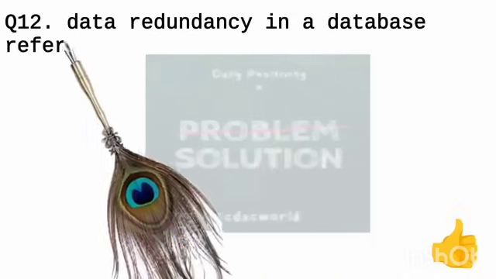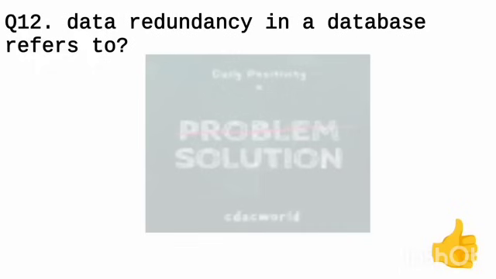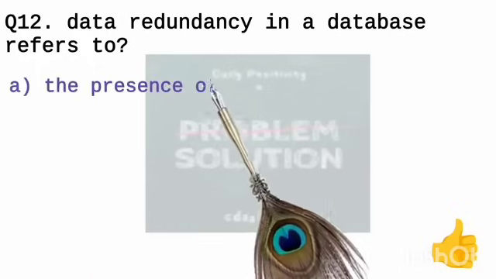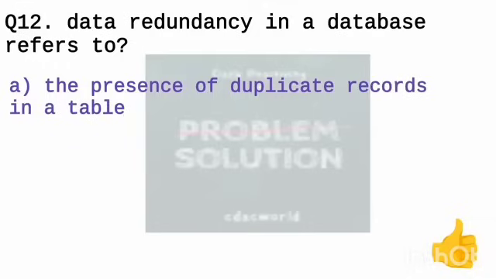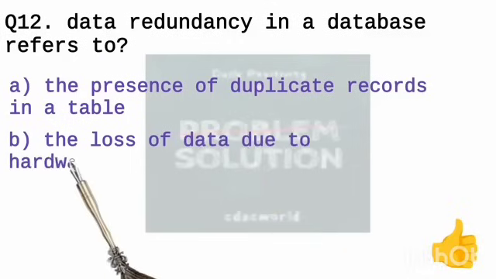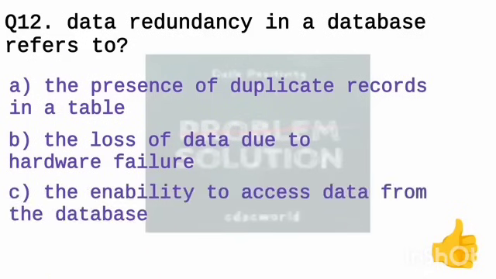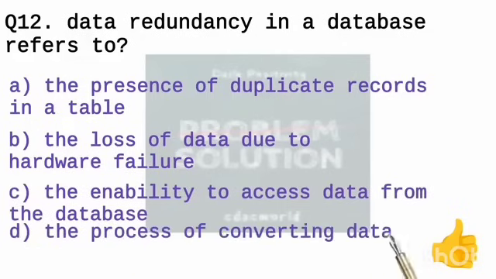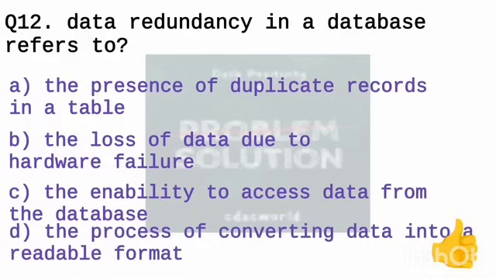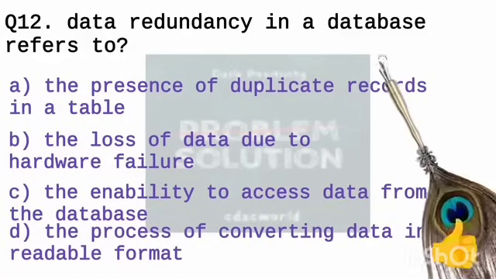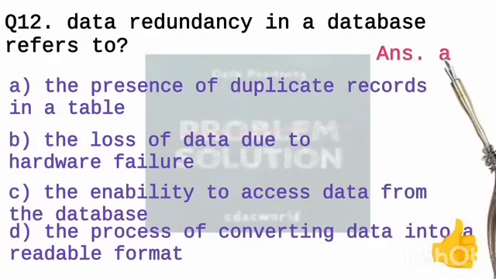Query number 12. Data redundancy in the database refers to. Option A. The presence of duplicate records in a table. Option B. The loss of data due to hardware failure. Option C. The inability to access data from the database. And option D. The process of converting data into a readable format. And the answer is A. The presence of duplicate records in a table.